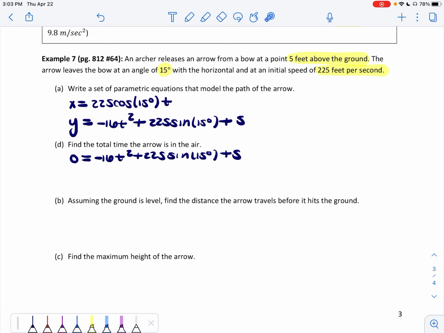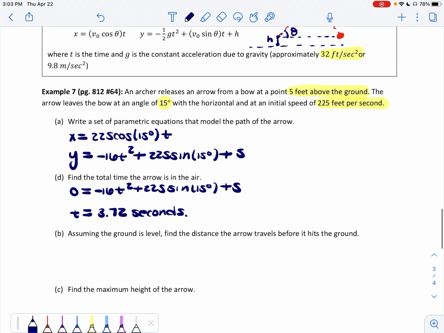All right, so basically just set that equation equal to 0. Okay, all right, and in this case, you would just need to use your quadratic formula. I trust that you guys know how to do your quadratic formula, so I'm not going to go through the steps of it with you. But if you plug that into your quadratic formula, you're going to get t is equal to 3.72 seconds.